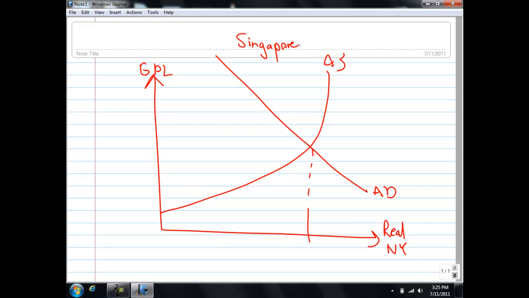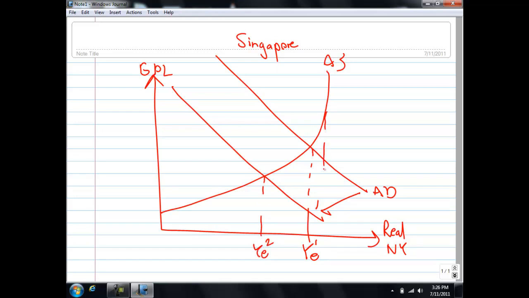What happened during the subprime crisis is that the US went into a recession. As the US went into a recession, their income level fell. And when the income level falls, the demand for our exports will also fall. So as our exports fall, the AD curve shifts to the left. So you can see we started from YE1 and now we are at YE2.